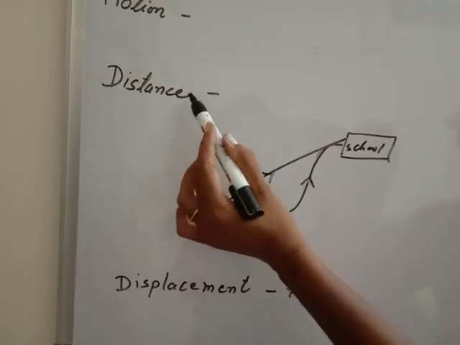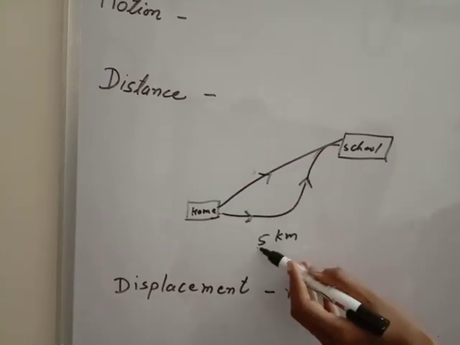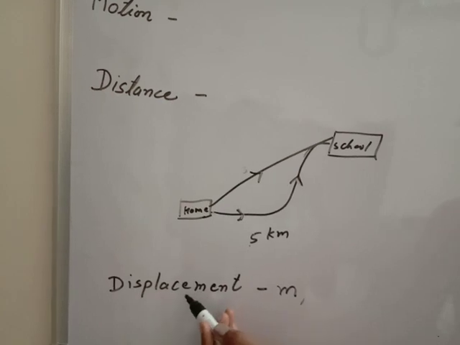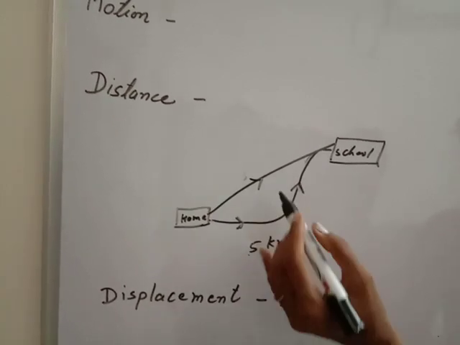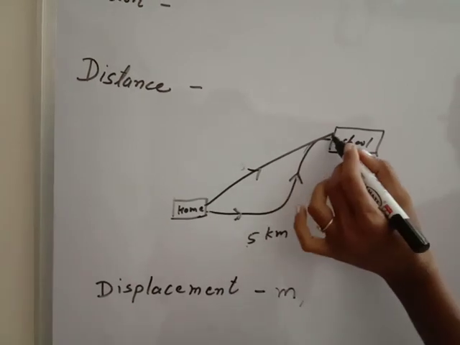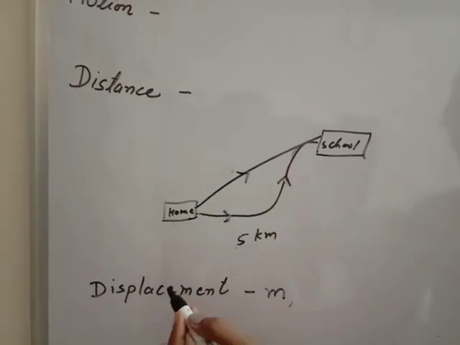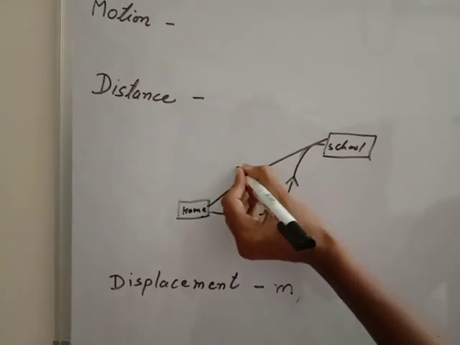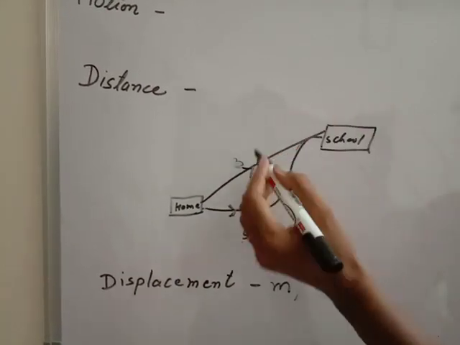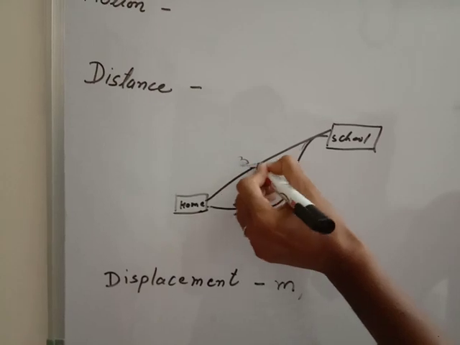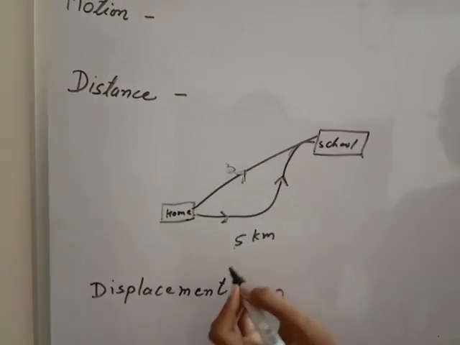Now here distance is a scalar quantity because it has only magnitude. While displacement is a vector quantity because it has magnitude as well as direction. We will say that how much is the displacement? So maybe 3 kilometers from home to school. So direction remains a fixed one.